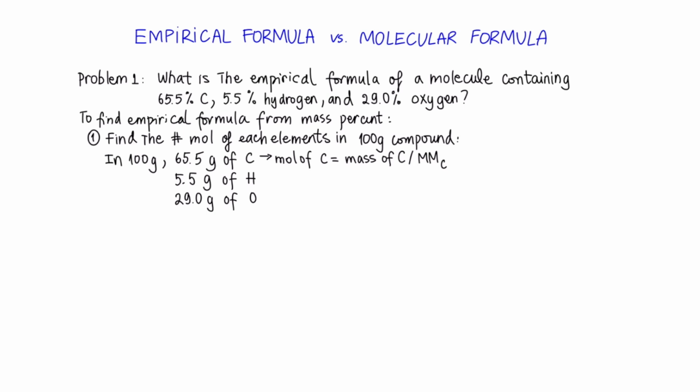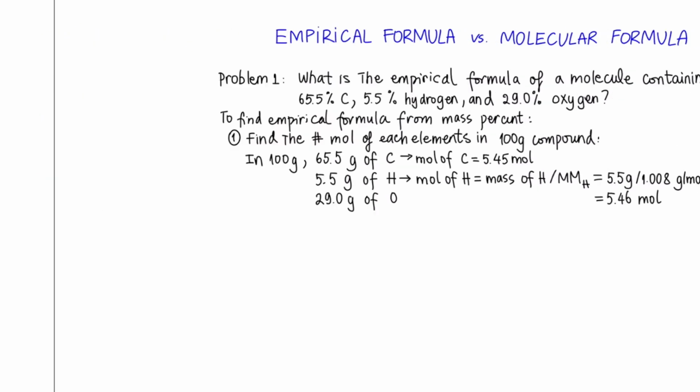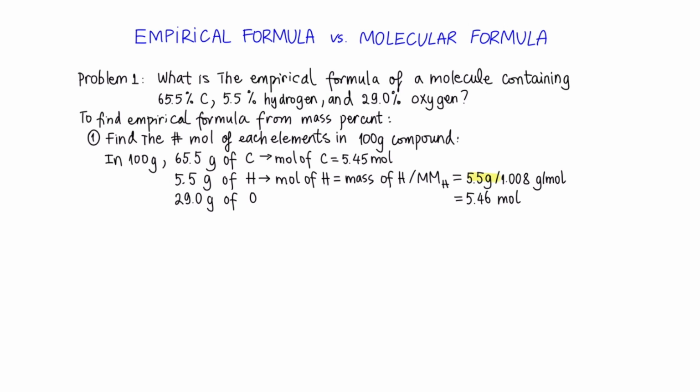To find the moles of carbon, I'm just going to take the mass of carbon divided by the molar mass of carbon. Substituting numbers in, that's 65.5 grams divided by 12.01 grams per mole, and that's going to give me 5.45 moles of carbon. Similarly, to find the moles of hydrogen, I'm going to take the mass of hydrogen divided by the molar mass of hydrogen, and that's 5.5 grams divided by 1.008 grams per mole, which gives me 5.46 moles of hydrogen.